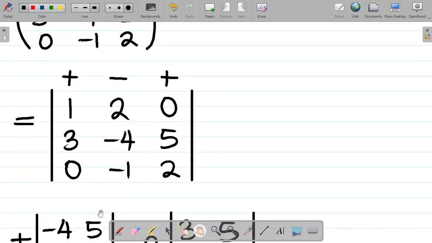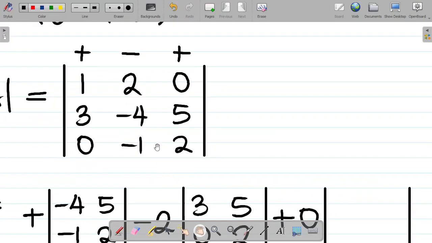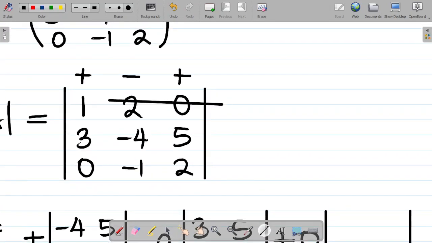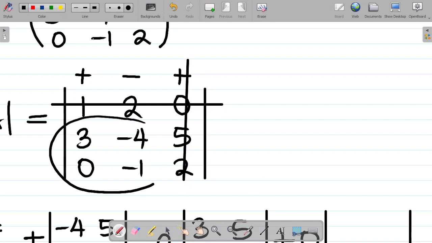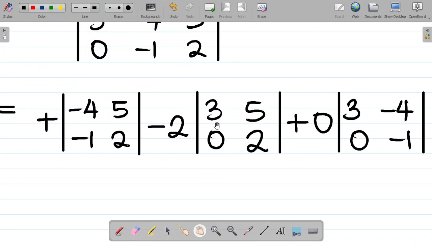Finally, the last thing I have there is plus 0. Again, I'll form a 2 by 2 matrix. For plus 0, I'll cover the row of 0 and the column of 0. See that I'm left with 3, minus 4, 0, minus 1. So let me take that down: 3, minus 4, 0, minus 1. Basically, this is how we transform the 3 by 3 matrix to a 2 by 2 matrix.